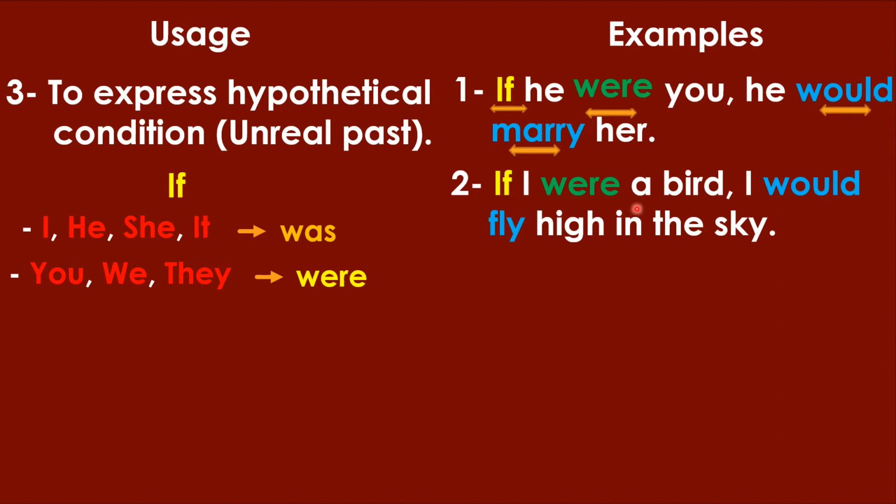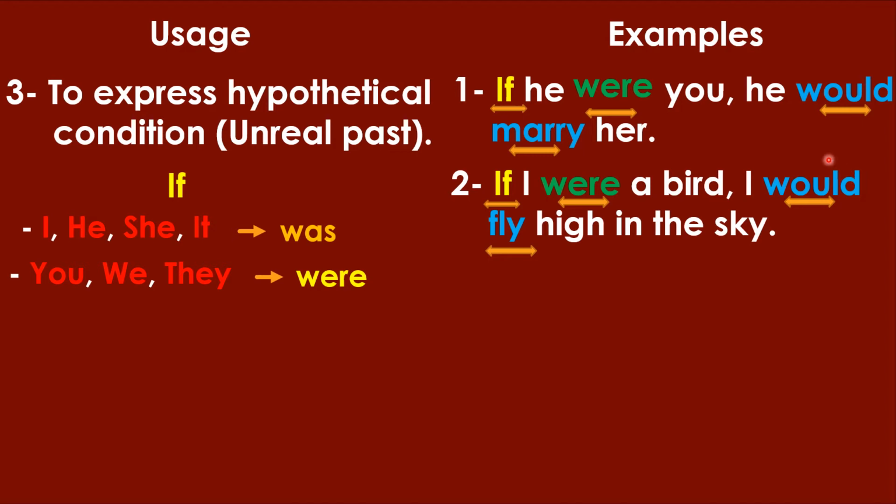هنا if I were a bird, لو كنت طائر I would fly high in the sky. Again we're using if, this is the if clause. And I were, I don't say I was. Okay. I would, and this is the main clause, I would fly high in the sky. Okay, we have here would and the infinitive.